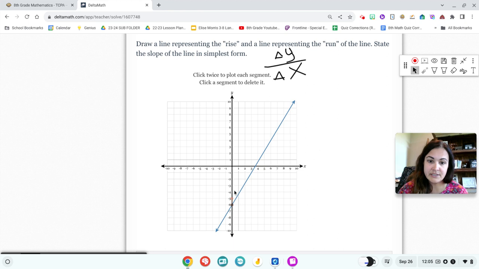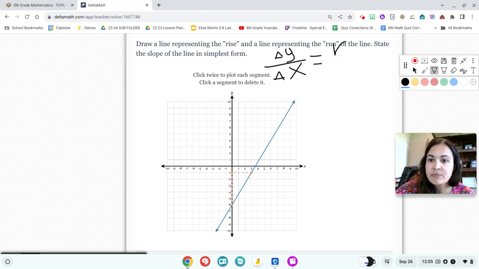I already have this clicked and I'm going to represent the rise by going up, and I'm going to click to create a segment. And then I'm going to click to create another segment and it should connect. It will make a right triangle where the hypotenuse is the blue line. Okay, so rise is vertical change, run is horizontal. We want the change in Y's over the change in X's, so we need to do the rise first. This is why we say rise over run.